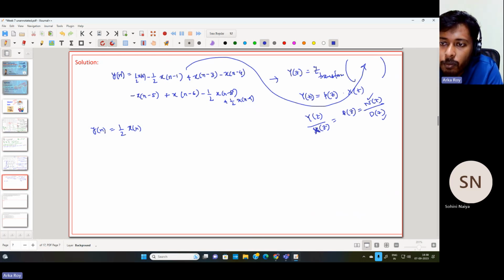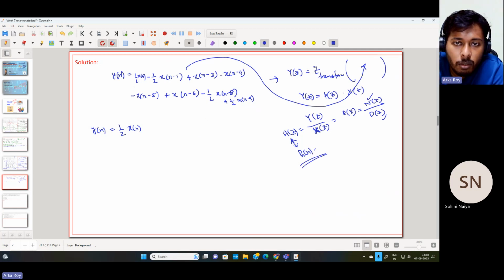From the first lecture itself, we have seen that Y of z upon X of z is basically the system transfer function, that is H of z. Now, if you take the inverse Z transform, you will get what we call h of n.